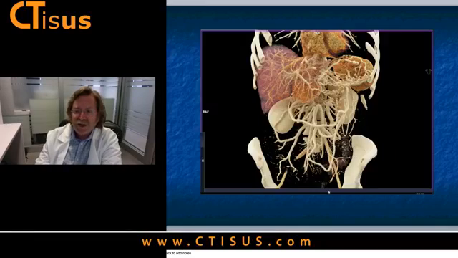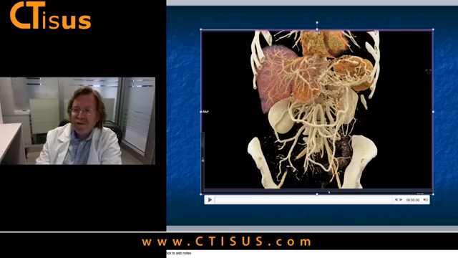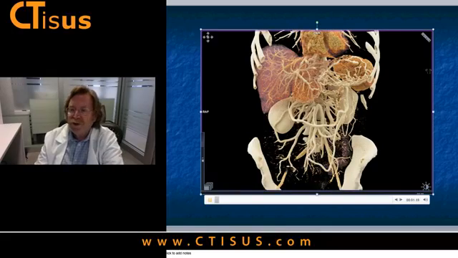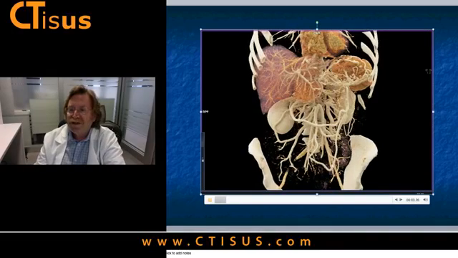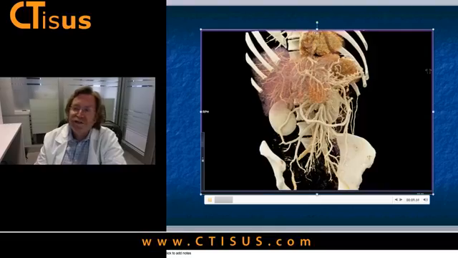And I'll just show you one more case. And here the rendering is a bit different. But this is a patient with a mass in the pancreas. And what I did here is I accentuated the venous structures. Look at the collateral vessels in the stomach.